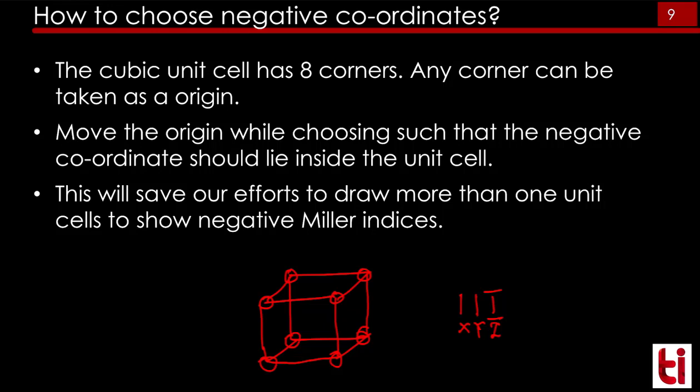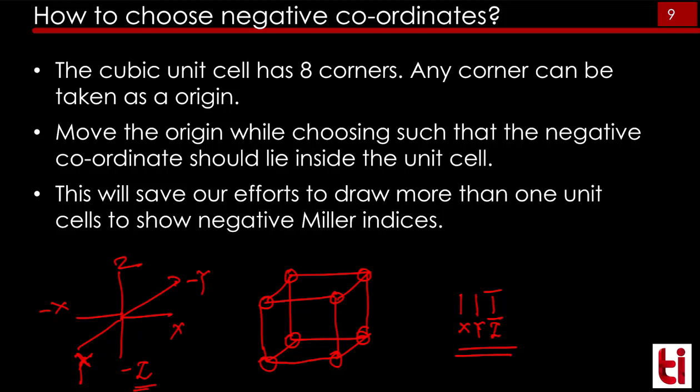If I don't want to include it in my unit cell, I have to show another unit cell. Sometimes you may have to show 2 to 3 unit cells for representation of the plane or direction. That we want to avoid. That's why we will move our origin to get these indices into our unit cell. So just now we have learned that this is x, this is y, and this is z. The opposite of this will be minus x, the opposite of this will be minus y, and the opposite of this will be minus z. Now we want minus z inside our unit cell.